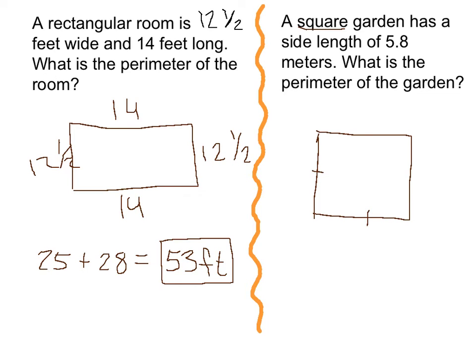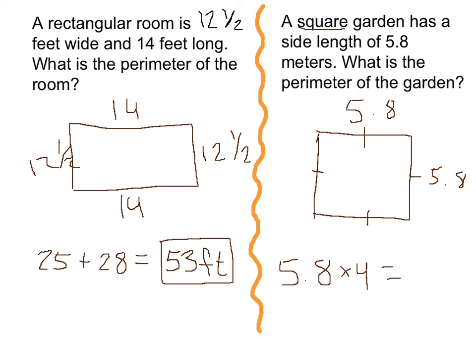So the reason why that's the key word is because in a square, all 4 sides are the same. So if one side is 5.8 meters, they should all be 5.8 meters. So here's a trick. You can either add up all the sides, or because we have 4 sides, you can go ahead and multiply 5.8 by 4. That's the same thing as adding up all the sides.